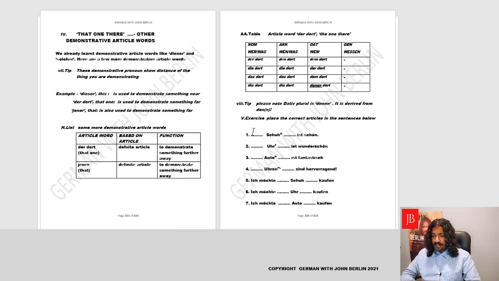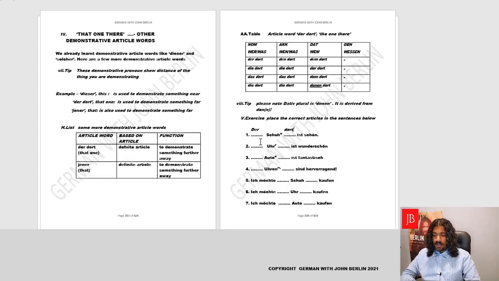Now let's find out if we can get the right answers. We have an exercise here. That shoe there is beautiful. How will we say that shoe there is beautiful? What is beautiful? It's nominative. The verb is sein. It's the subject. So we'll of course make it nominative. Masculine, der dort. So we'll write der Schuh dort ist schön, is beautiful.